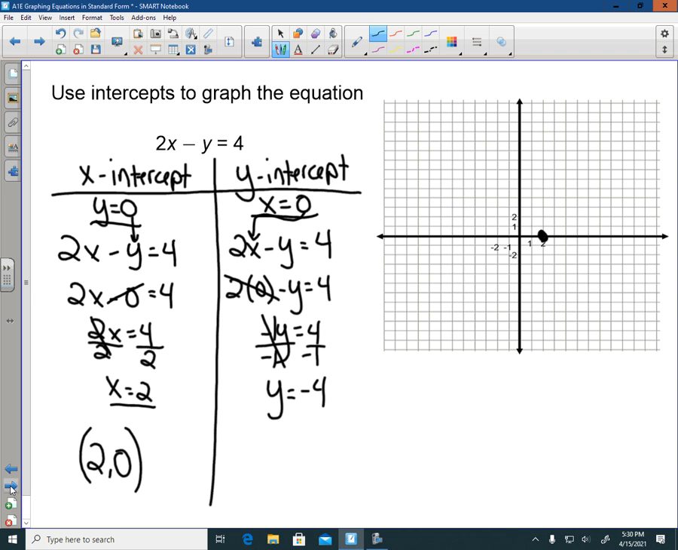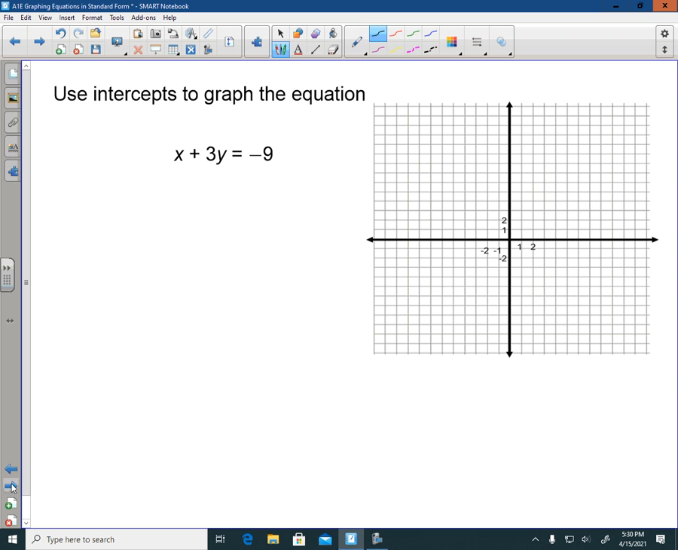So when x is 0, y is -4. And that point goes on our graph. 0, -1, 2, 3, 4, right here. And then we connect them. And there's your line. Completely done. When you have an equation in standard form, you drop values in for x and y. We drop 0 in for x and y. Solve, plot, connect. That's how we do it.